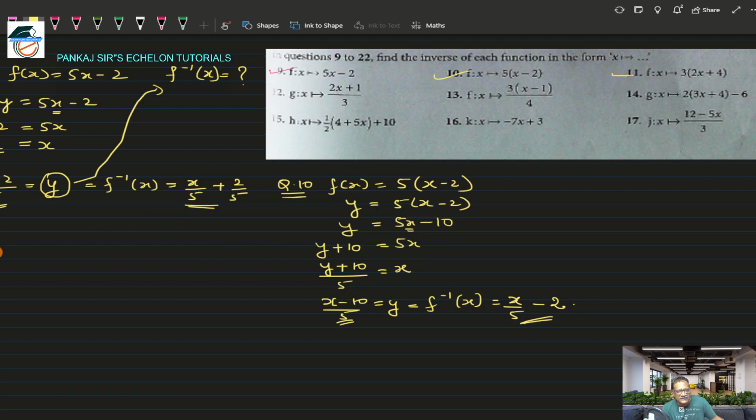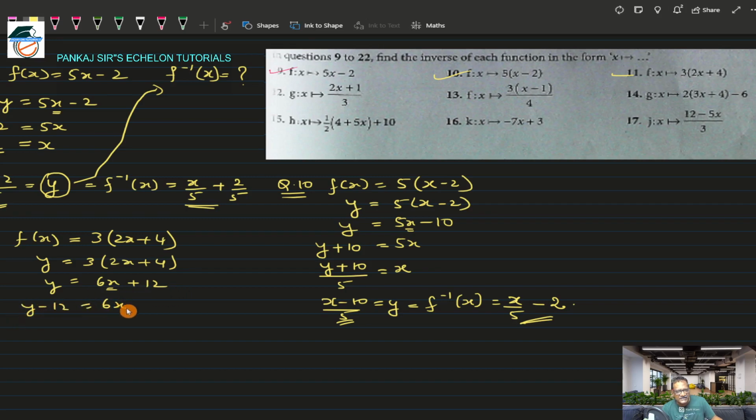Question number 11 says that f of x is equal to 3 bracket 2x plus 4, right? So I'll write here y is equal to 3 bracket 2x plus 4. Now I'll open the bracket, so this will become 3 2s are 6x plus 3 4s are 12, and this is y. Okay. Now I'll try to make this x as the subject. So y minus 12 equal to 6x, and then y minus 12 upon 6 will be equal to x. Okay, so x is already isolated now.